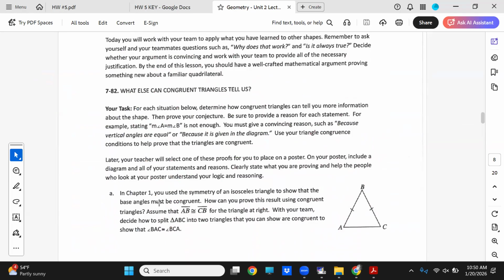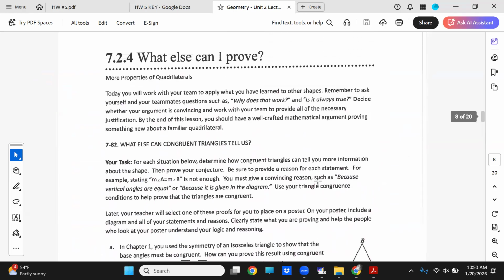Okay. Just give my voice a little break, so have some do some reading. Mag, can you read the opening paragraph where it says more properties of quadrilaterals in 7.24? Remember to ask yourself and your teammates questions such as, why does that work? And is it always true? Decide whether your argument is convincing and work with your team to provide all the necessary justification. By the end of this lesson, you should have a well-crafted mathematical argument using something new about a familiar problem. Cool. All right, thank you.